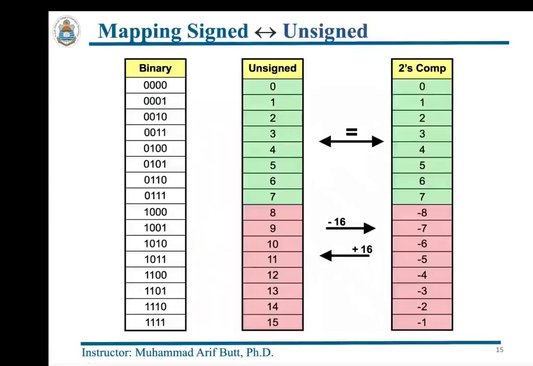Okay, well, this slide shows a mapping between the 4-bit unsigned numbers and the signed numbers using 2's complement representation. From 0 to 7, you can see that the mapping is the same, and for the rest of the 4-bit numbers, you can subtract or add 16 to move from unsigned to signed or from signed to unsigned, respectively.